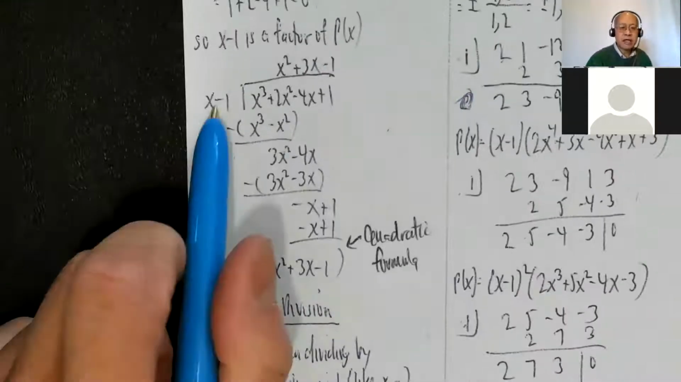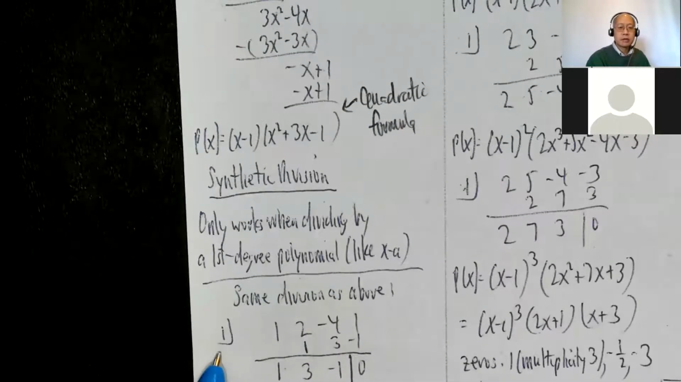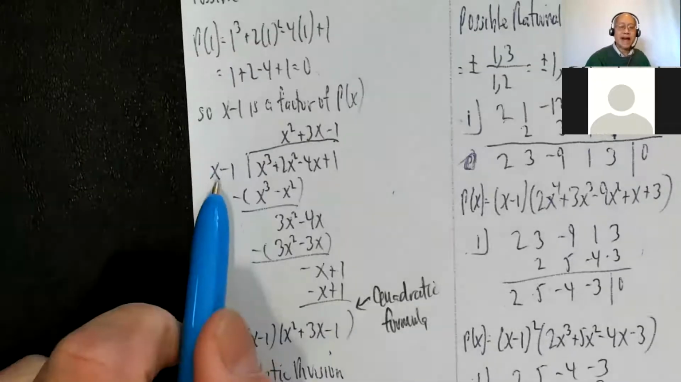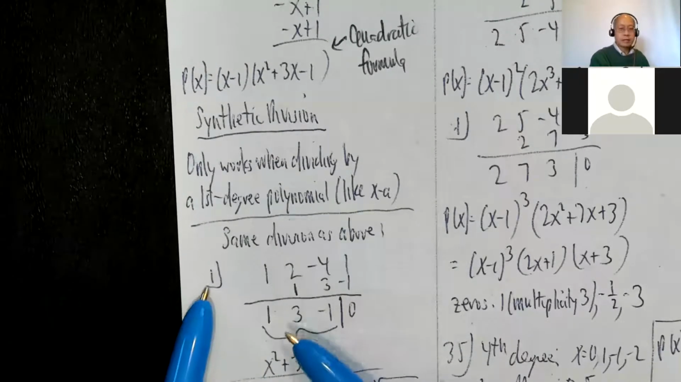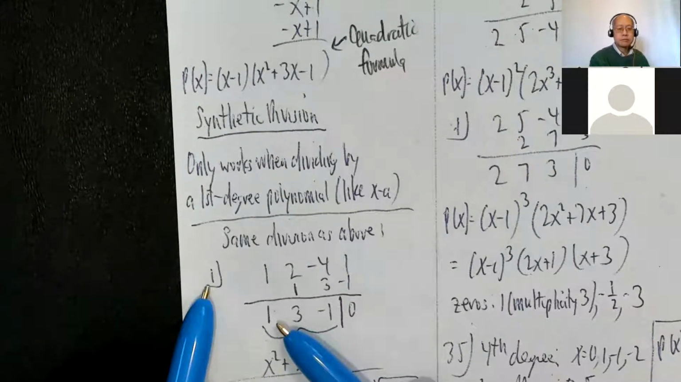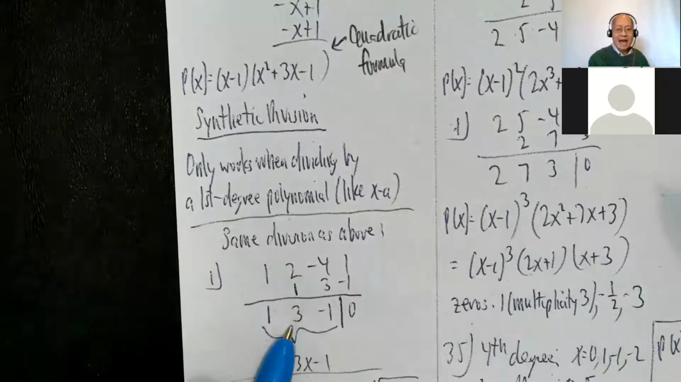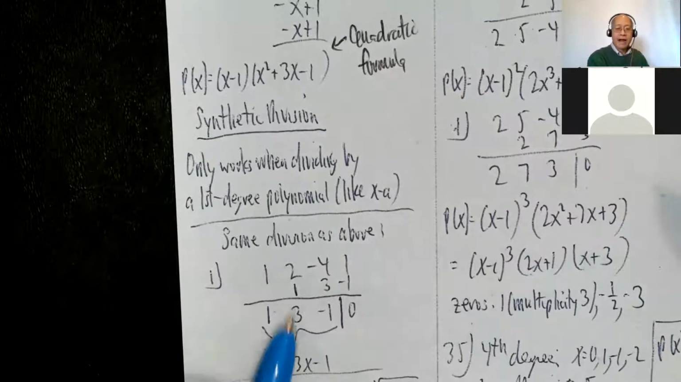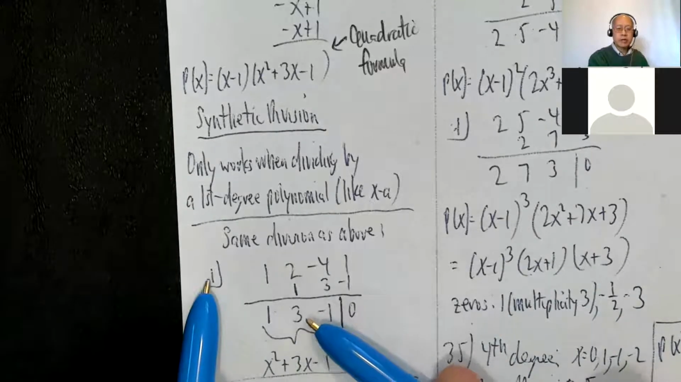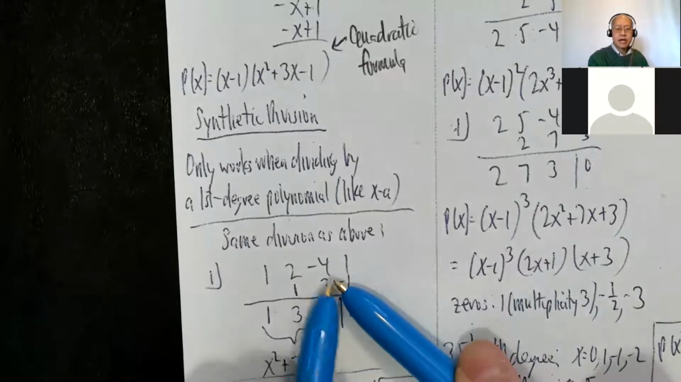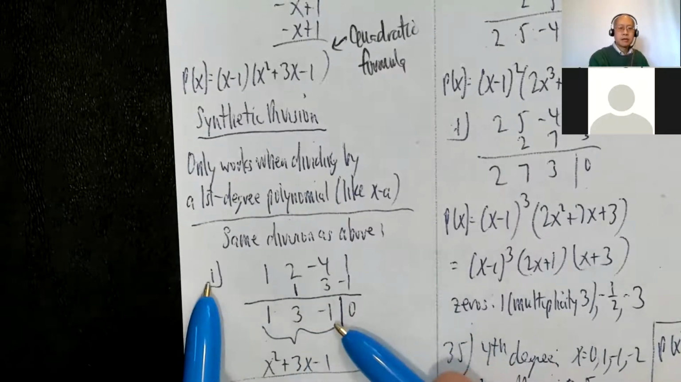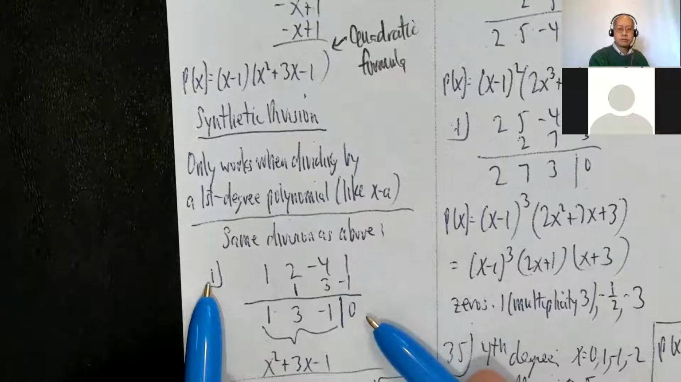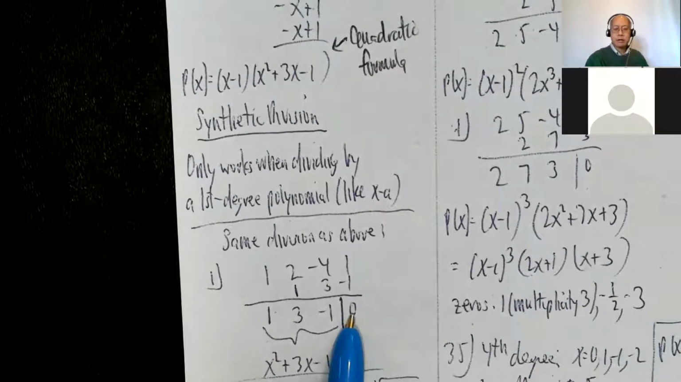Okay, this x minus 1 changes to just 1. So rather than subtracting, we're adding the opposite. 1. Now multiply. 1 times 1, 1. Add. Don't subtract. We're adding because we're adding the opposite. 3. Multiply. 1 times 3, 3. Add. Negative 1. Multiply. 1 times negative 1, 0. I draw a line here. This is my remainder.